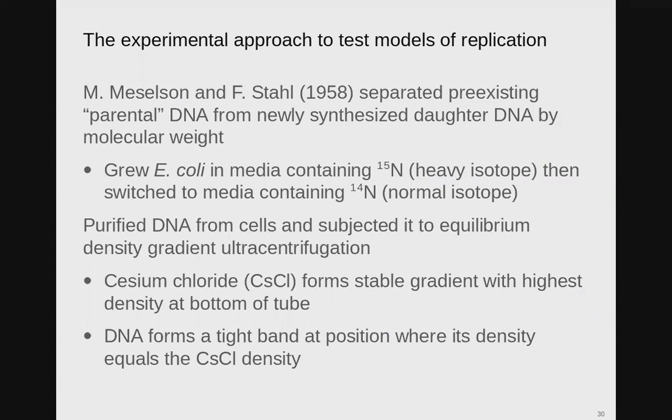Pretty cool scientist. Now, what they did in the late 50s, they separated pre-existing, what we would call parental DNA, from newly synthesized daughter DNA by molecular weight. So one was slightly heavier than the other. So again, you could do isotopic. Then they grew E. coli containing 15N nitrogen, so heavy nitrogen, then switched it to media containing 14N, or regular nitrogen. So heavy nitrogen and normal nitrogen.